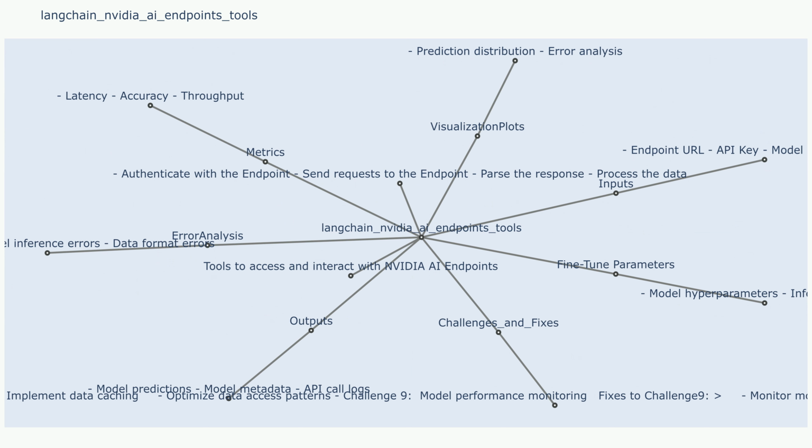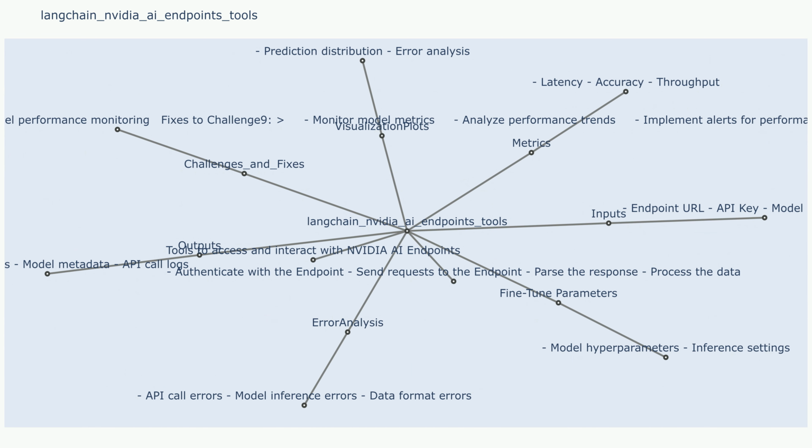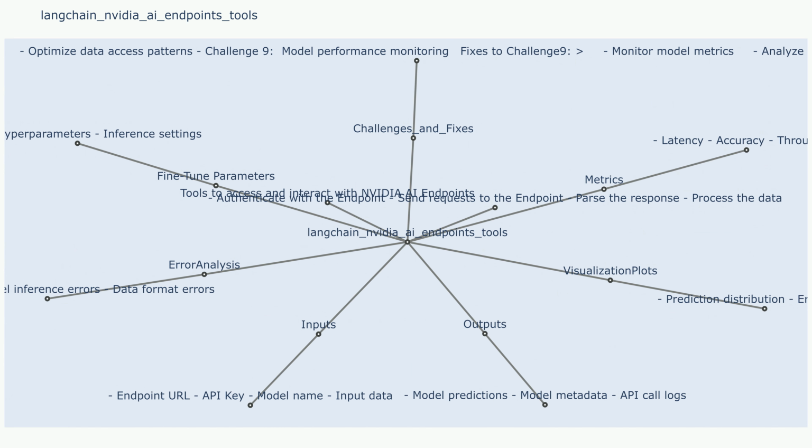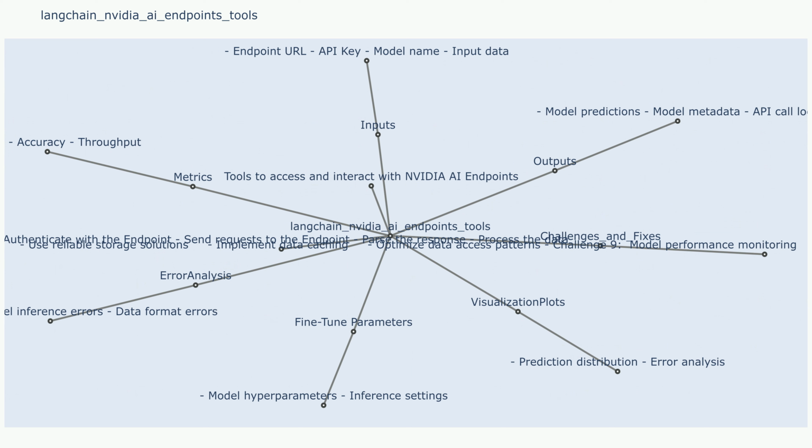Version, description, steps. Initialize a LangChain tool with the NVIDIA AI endpoints package, providing the endpoint URL, API key, and model name. Send your input text to the tool using a method like tool.run(input_text). The tool interacts with the NVIDIA AI endpoint, submits your request, and receives a response. The response is processed and returned as output text and metadata.